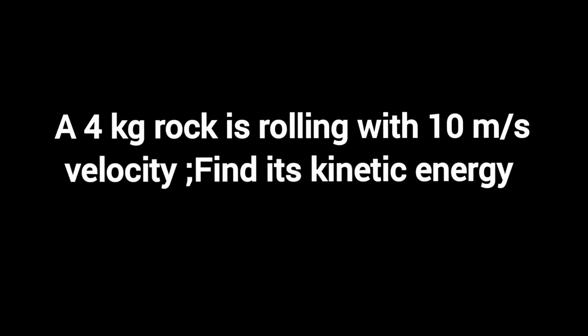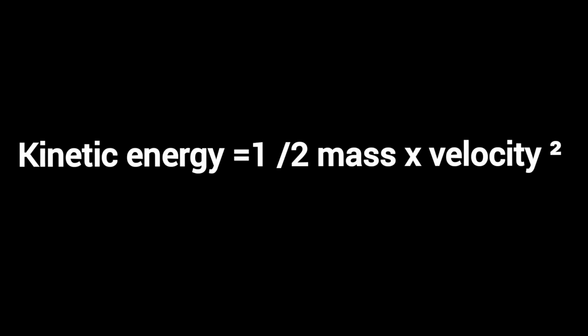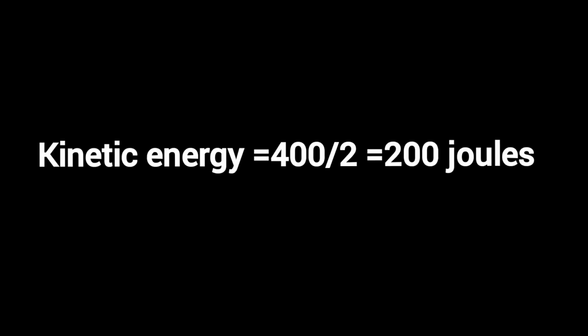A 4 kilogram rock is rolling with 10 meters per second velocity. Find its kinetic energy. Now, kinetic energy equals a half mass times velocity squared. So in this case, it will be a half times 4 times 10 squared, meaning a half times 4 times 100. This will give us 400 divided by 2, meaning kinetic energy equals 200 joules.